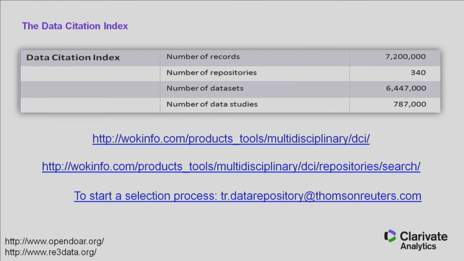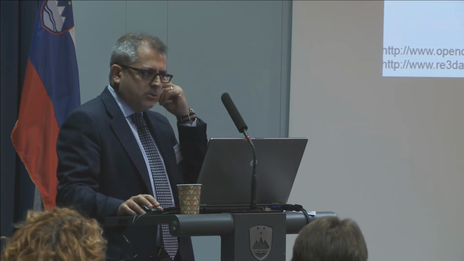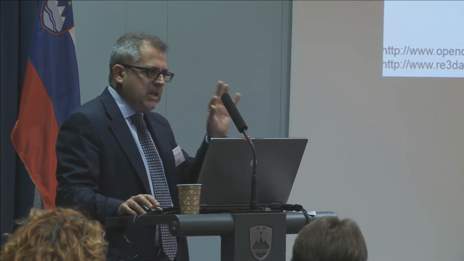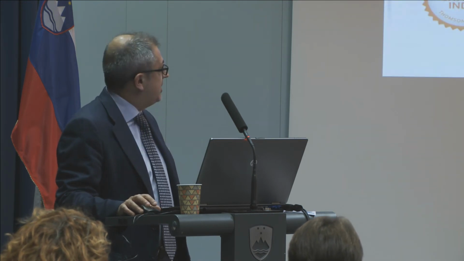Here are some data. 340 repositories are currently indexed with a lot of records. Let me just point out to you, to give the idea of the records, 7 million records is more than 1/10 of the overall Web of Science Core Collection. So it's not a very niche database. It's quite a huge database.